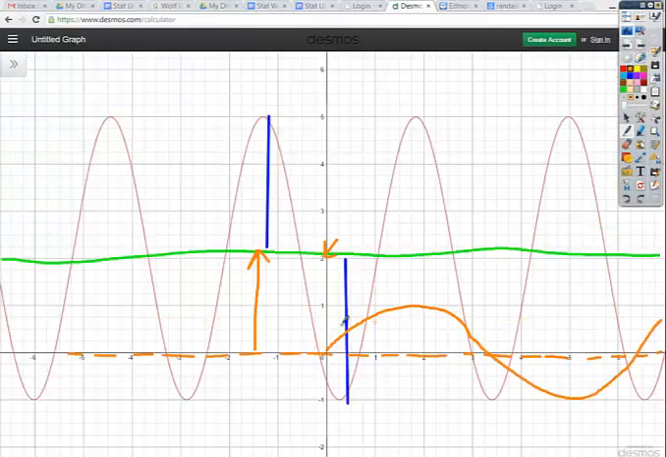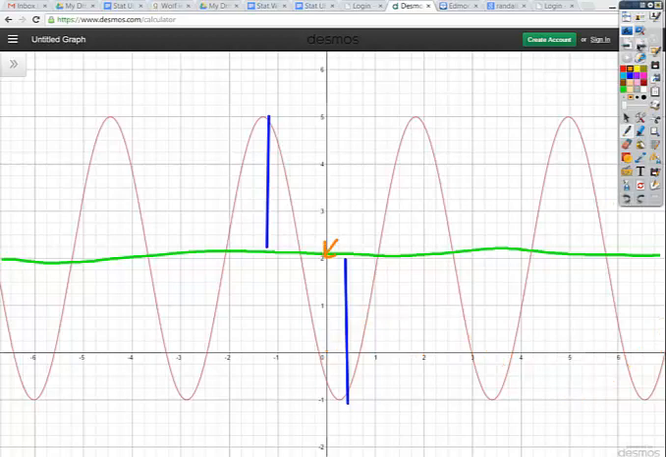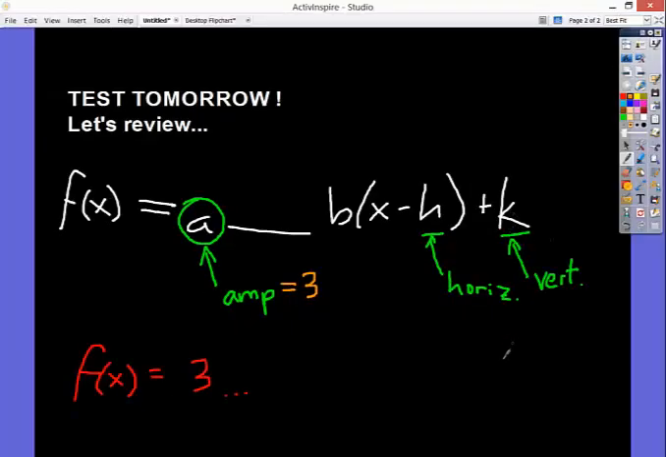If I took this sine wave and shifted every point up 2 units, my center line would wind up right here at 2. The moral of the story is that I can just look at the center line to tell what my K value is going to be. So my K value is 2. When we get to the end of this, we're going to have a 2 right there in this spot.